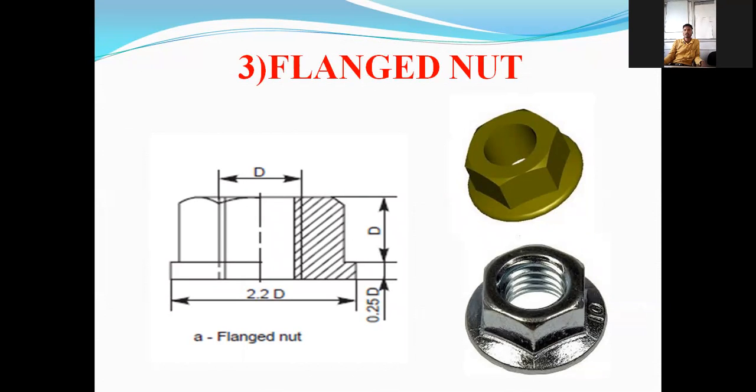Anybody remembering? We have discussed this. It is nothing but which type of nut, or it is the subtype of which? Hexagonal nut. It is the subtype of hexagonal nut. But what is the difference between the actual hexagonal nut and this flanged nut? Washer is attached to its bottom. So just one attachment is there, called a washer.